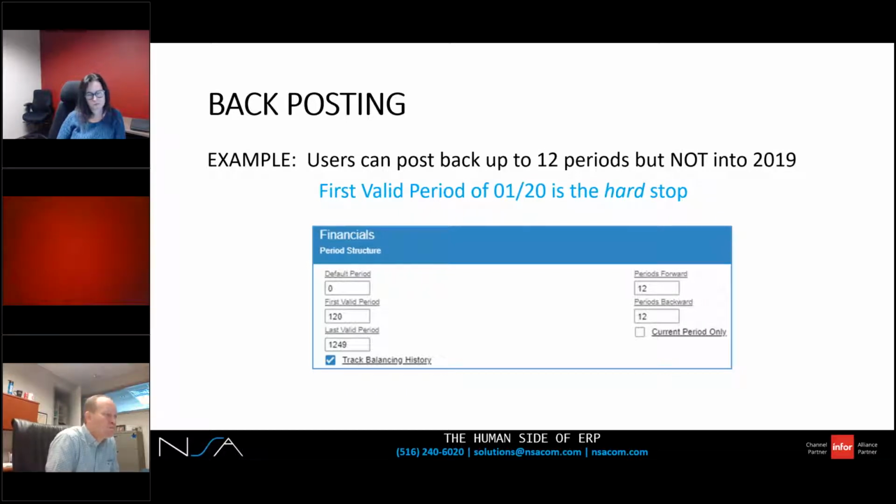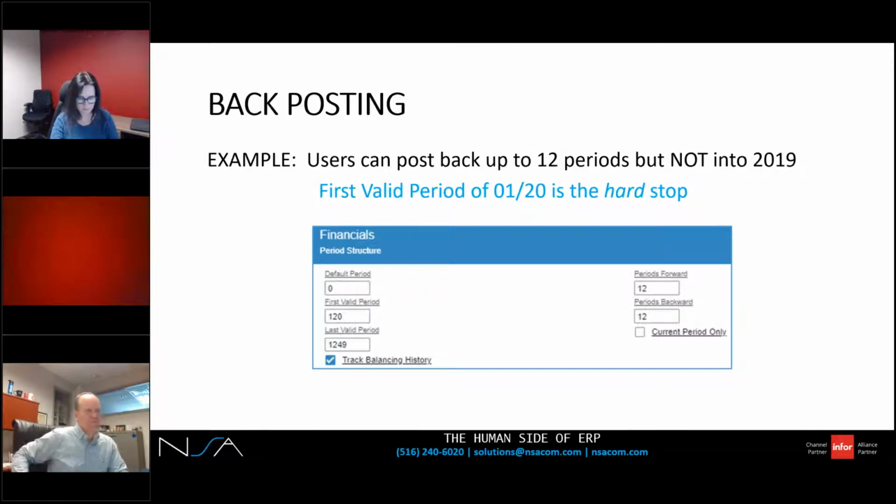You cannot post into the new year unless the GLAY has been run, creating a chart of accounts into the new year. Having said that, I am not surprised when I see that companies have that set for the same fiscal year. So, for example, 1/20 to 12/20, and that's perfectly fine. But there may be those of you who do not need to have it set that way. Periods forward in this is set to 12. Periods backward is set to 12. And again, those periods forward and periods backward are hard stop constrained by whatever the first and last valid periods are.